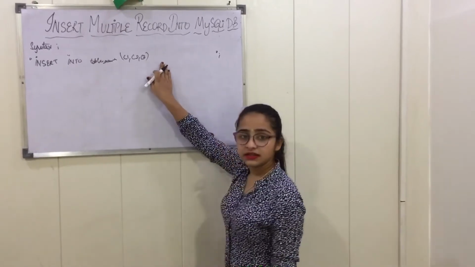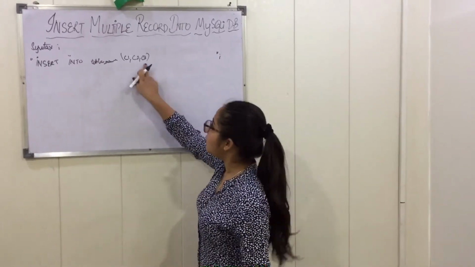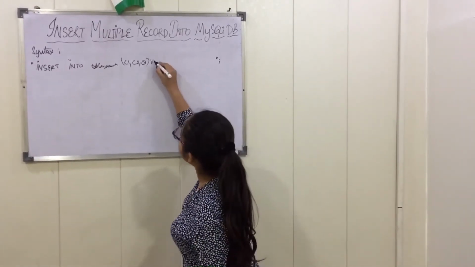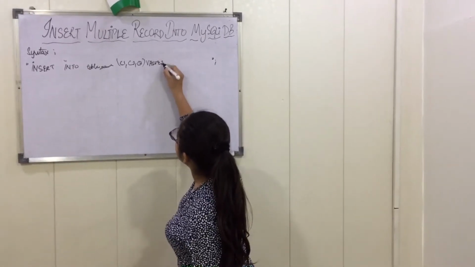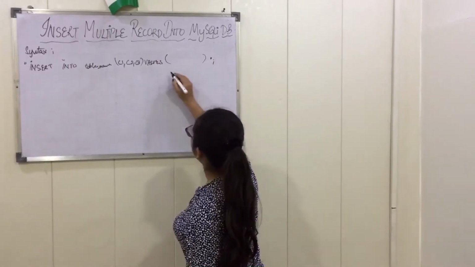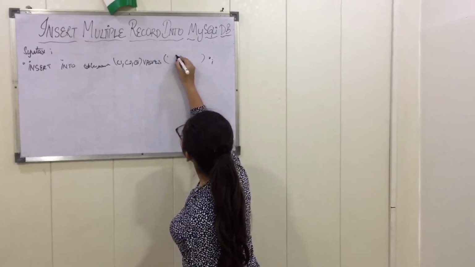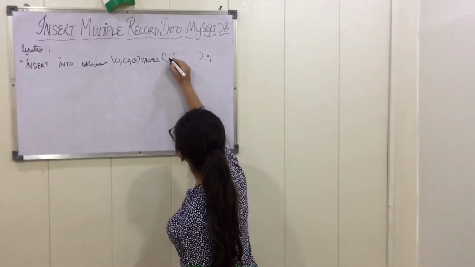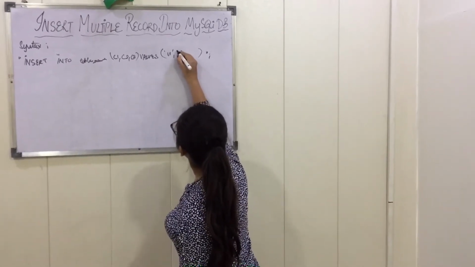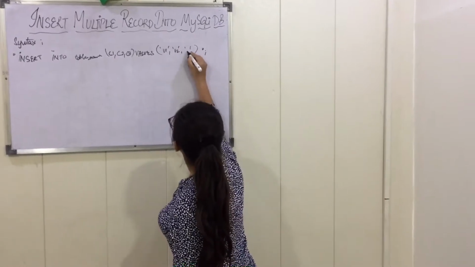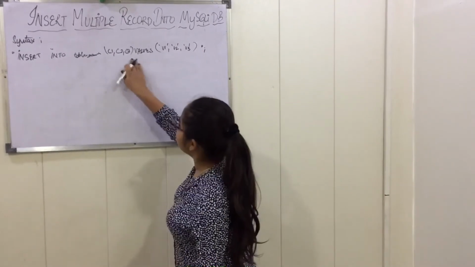After that, the second thing to pass is the values of these columns. So we will write here values. After that, round braces, and we will write the values in single quotes, that is value 1, value 2 and value 3, corresponding to the columns.